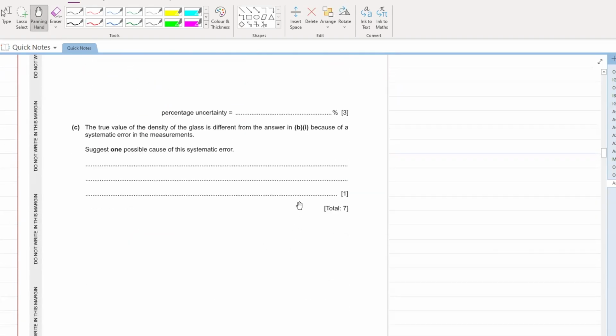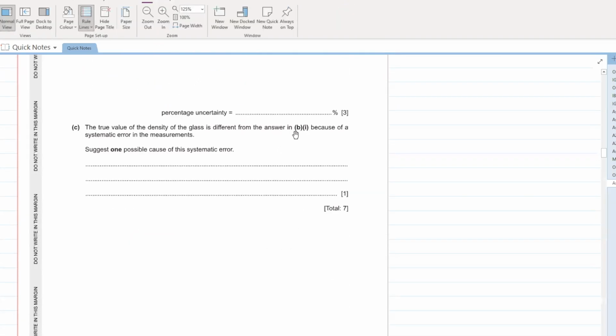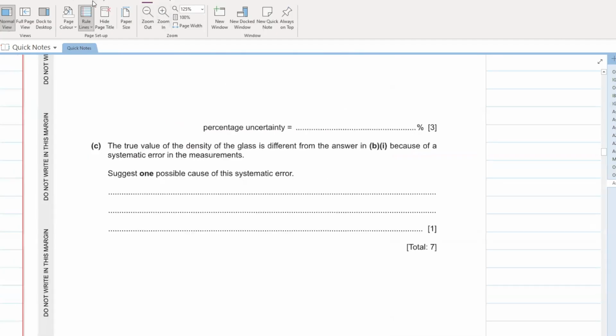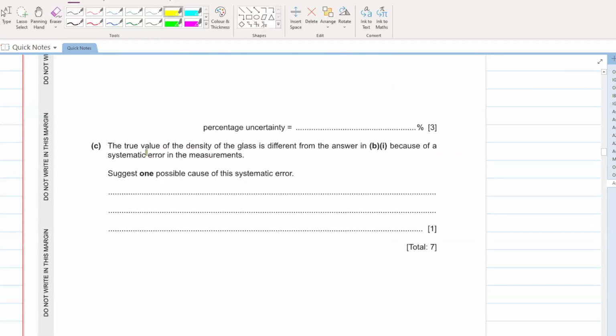Let's see this. The true value of the density of glass is different from the answer in B1. The examiner is saying that the true value of the density of glass is different from what you have calculated in B1 due to a systematic error in the measurements. Suggest one possible cause of systematic error.